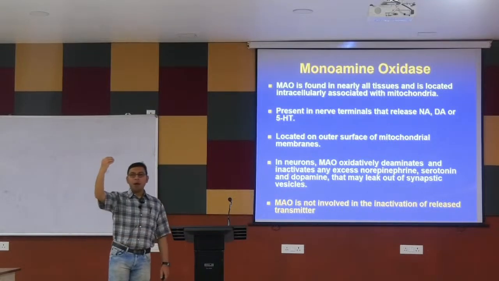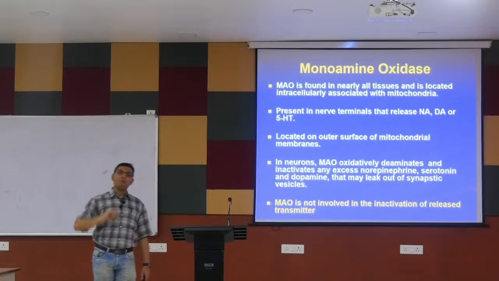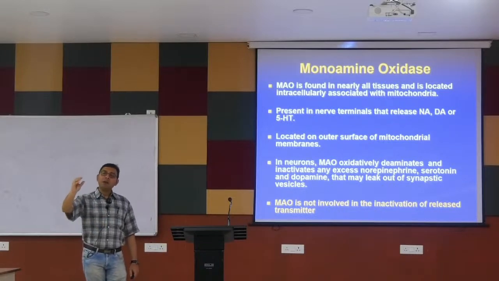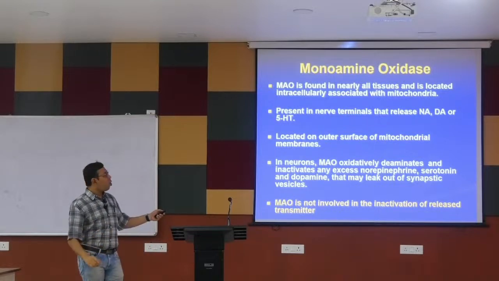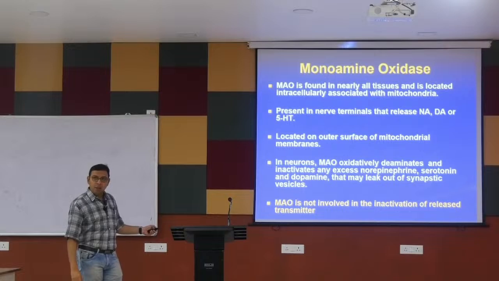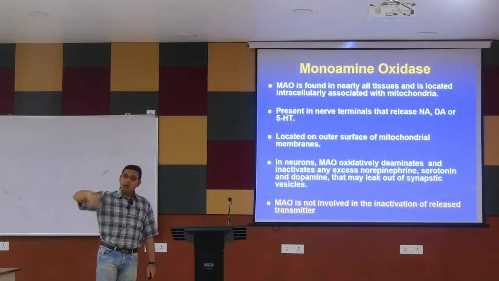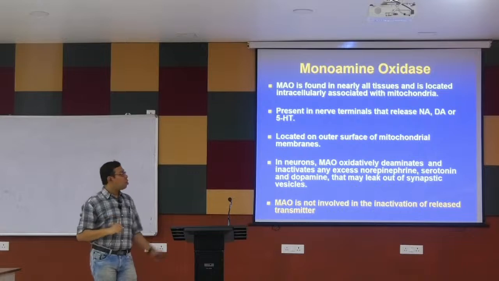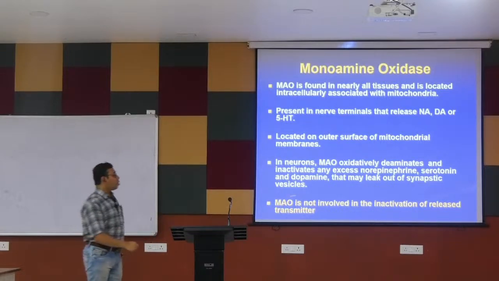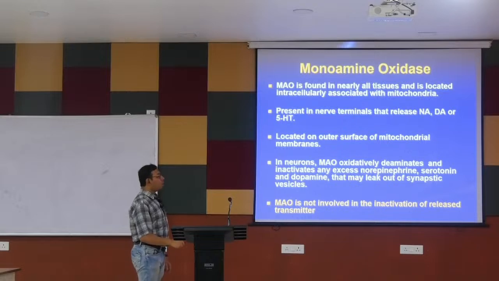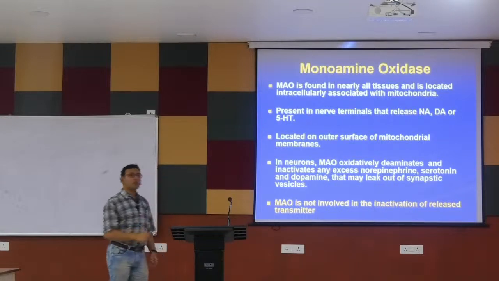মানে যখন যে monoamines গুলো আসছে synaptic cleft এ, some part of it is metabolized by this monoamine oxidase. Okay, this monoamine oxidase oxidatively deaminates and inactivates this, and some part of it is reuptaken back to the presynaptic neuron. So here we are blocking the metabolism of these monoamines. So monoamine oxidase is not involved in the inactivation of the released transmitter.